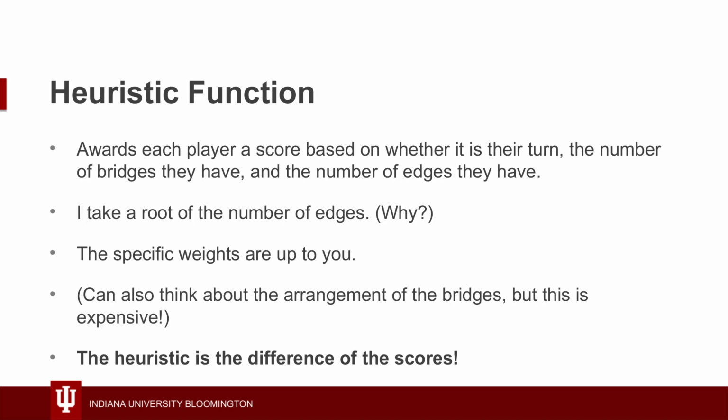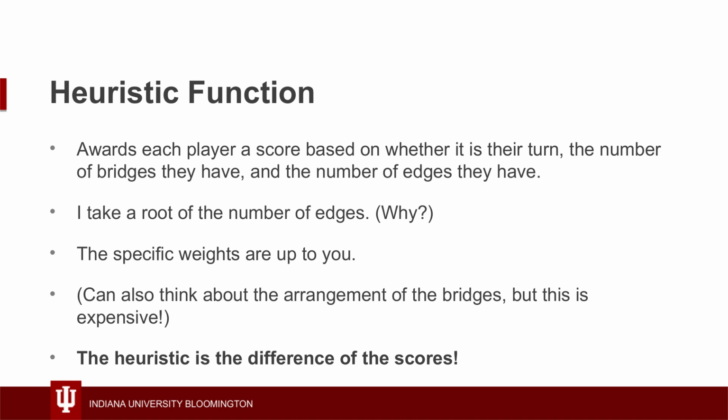The heuristic function here evaluates the board based on the current player, the number of bridges each player has, and the number of edges each player has. I do this by creating a score for each player as a function of whether it is their turn, the number of bridges they have, and the number of edges they have. I take a root of the number of edges each player has because it's good for them to have one or two, but not helpful to have a whole line of cells around the edge. Then I just give weights to each of these quantities and add them up to get a score. The specific weights are up to you.